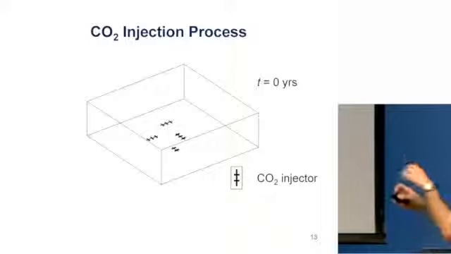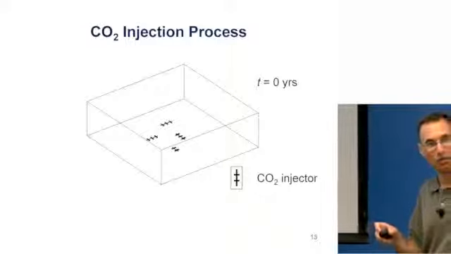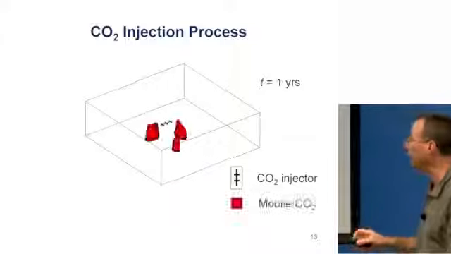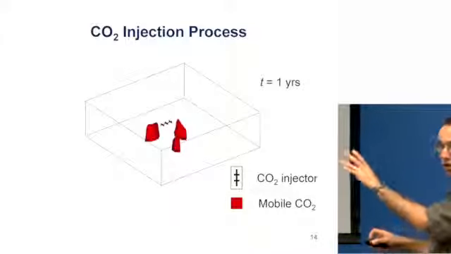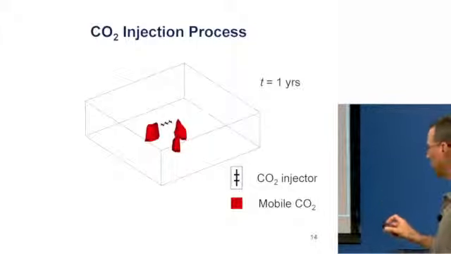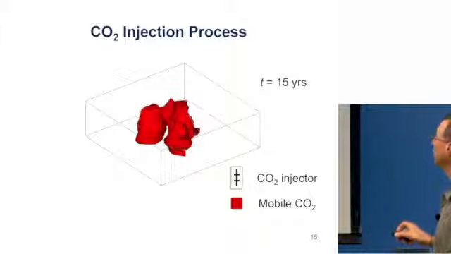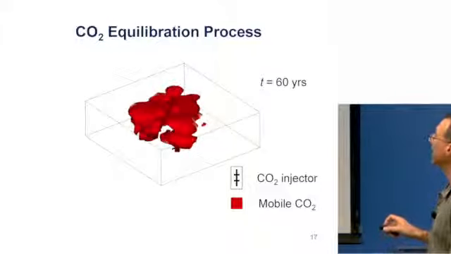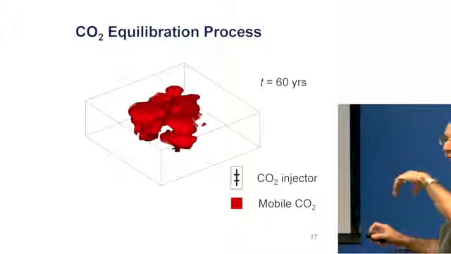So this is the CO2 injection process. We're going to inject for 30 years, then let the CO2 equilibrate for another 1,000 years. So here comes the CO2, shown in red as mobile CO2. Notice at the beginning, this well 2 here isn't injecting, if we saw that from the previous. Now here it is at 15 years, at 30 years. Okay, now we're finished injecting. At 60 years, it just continues to equilibrate.